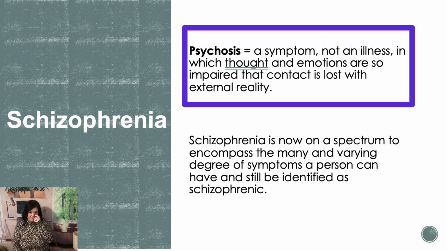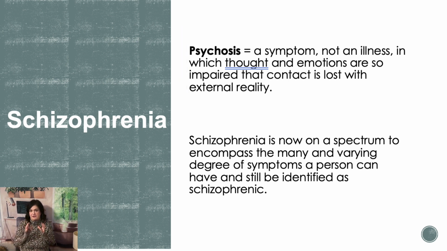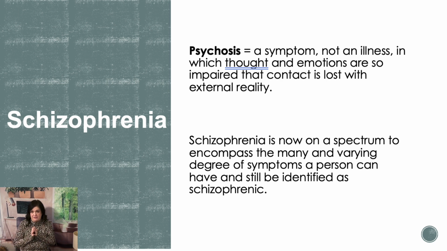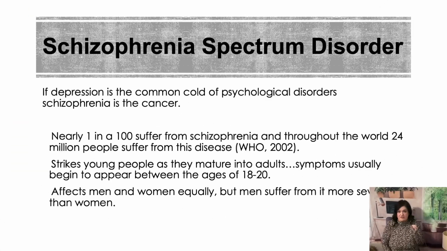Schizophrenia is now seen on a spectrum, and that encompasses the many and varying degrees of symptoms that a person can have and still be identified as schizophrenic. That has been updated with the new DSM-5, the one that we talked about in school, and that edition. So it is now called the Schizophrenia Spectrum Disorder.